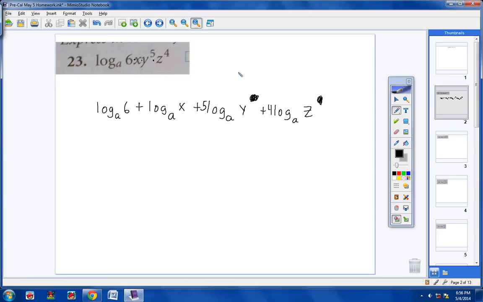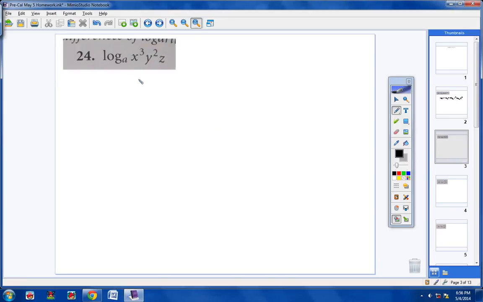Now let me check the back of the book and make sure that I'm right. I always want to check my answers, but I don't think there's any mistakes there at all. Give me about 10 seconds. And there we go. I'll keep this page open from now on. 6x5. Yes, we are good. Moving on to number 24.